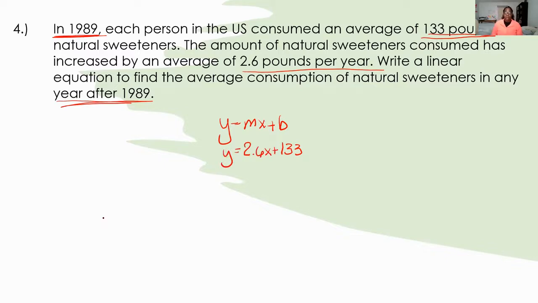So just by writing the equation, here you are. You got y equals 2.6x plus 133. That's it. Or if you want to say y equals 133 plus 2.6x. And the reason why it's just a plus and not a plus minus, because they said the word increase. So if something's increasing, that means it's growing. It's going to be positive.